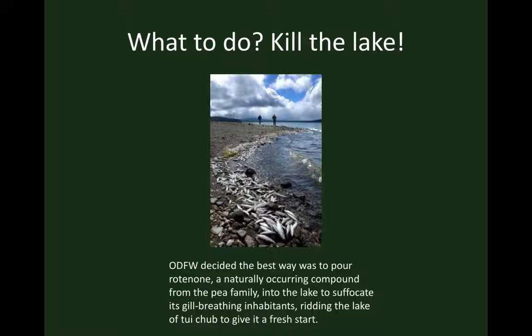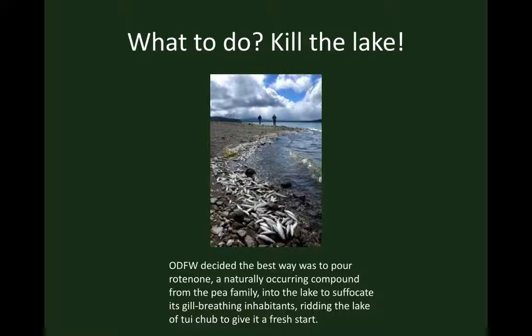I'm not sure how to say the name of the compound. I think it's rotenone. Rotenone is a naturally occurring compound from the pea family, and it suffocates the fish. The other thing that's good about it is it tends to dissipate. After a period of time, and I don't know the biological or natural process, the lake water quality will come back.